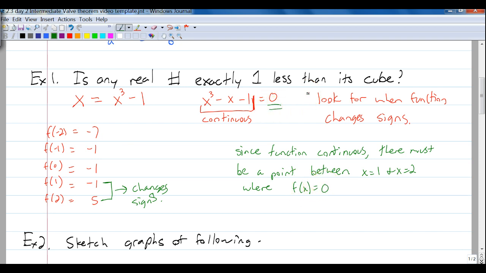Again, the key is you need to state that since it's continuous, because if it's not continuous, then it might jump past that and there might not be a value. That's why it's key. That's really all you have to do: say it's continuous, give me some values, and show that sure enough between this x value and this x value, it goes from -1 to 5.